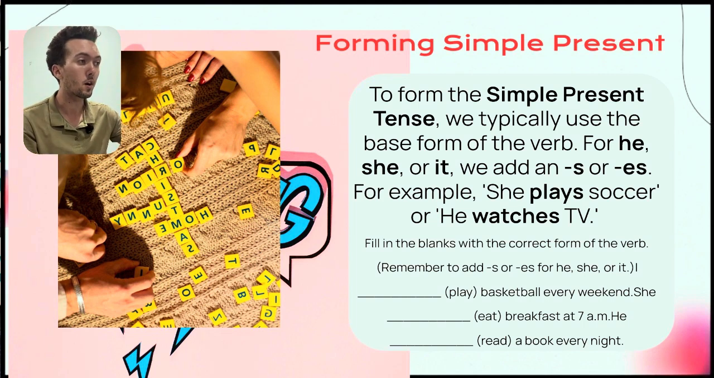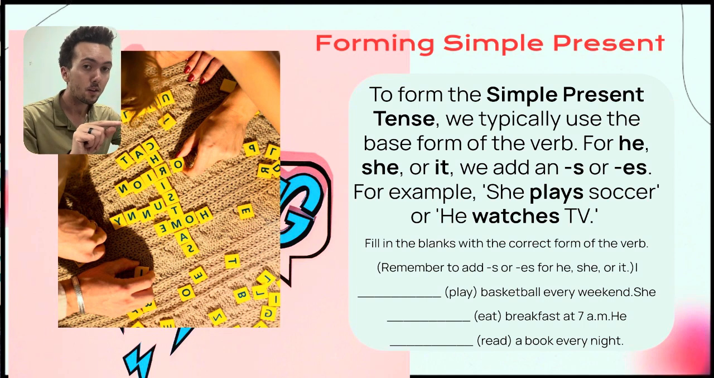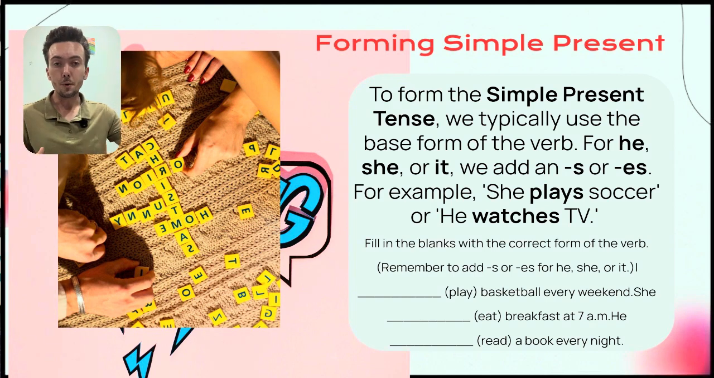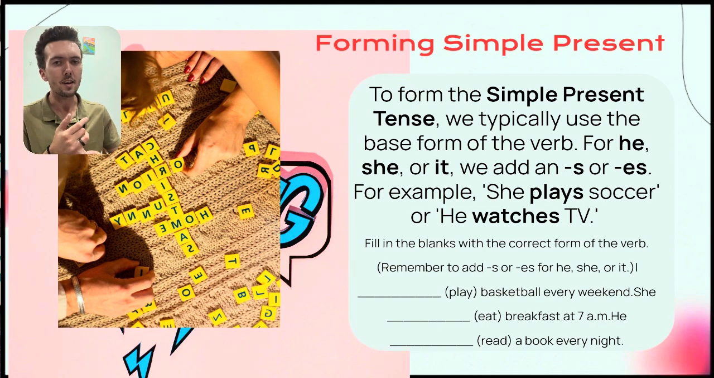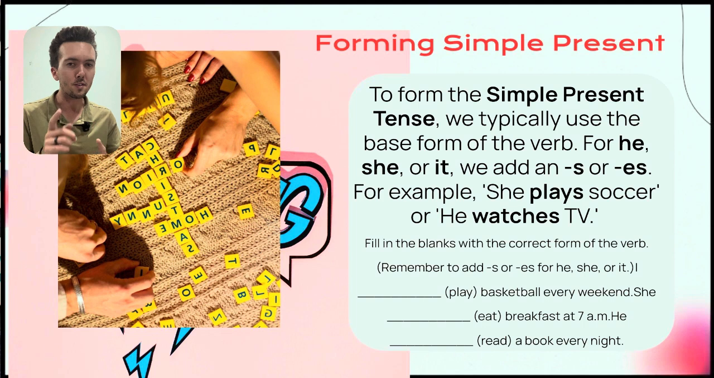And those two things are either an S or an ES. Now, comment below if you think to what we need to add that S or ES. It's not the subject. For example, she plays soccer or he watches TV. Now, if you're smart enough, to what did we add the S and to what did we add the ES? I want to see if you know your parts of speech.